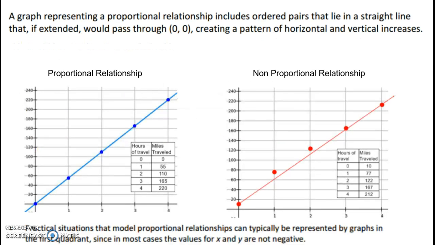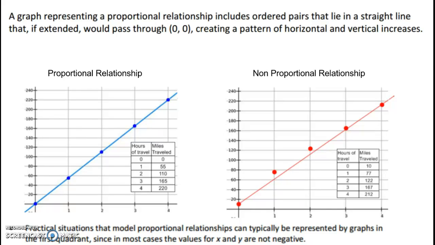These examples show the difference in proportional and non-proportional relationships with the same context. Note the equivalent ratios in the table in the proportional example, where the constant of proportionality is the unit rate, which is 55 miles per hour. The ordered pairs create a straight line through all the points and include the origin. The non-proportional relationship example does not include the origin, as this vehicle must have had a 10-mile head start. The table shows the ratios that are not equivalent and the points do not connect to make a line.